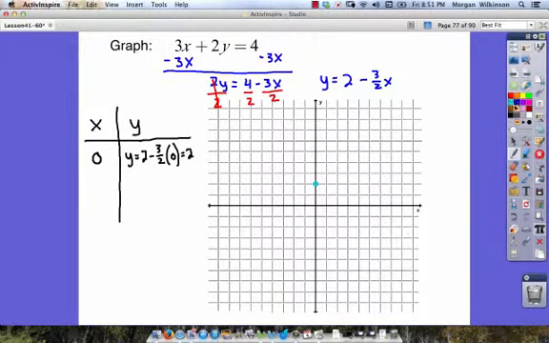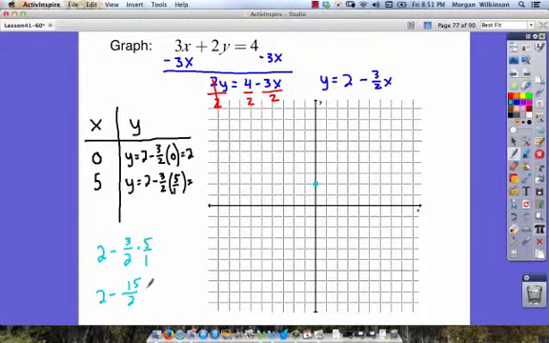Now let's pick another one. For instance, today we'll pick 5 for x. So we'll say y is equal to 2 minus 3 halves times 5 over 1, because that's the same thing and we're working with fractions. So when we go ahead and solve this, we're going to need some more room. We'll work at the bottom. So we're going to get 2 minus 3 halves times 5 over 1. Multiplication comes first, so we're going to get 15 over 2, and 2 minus 15 over 2.